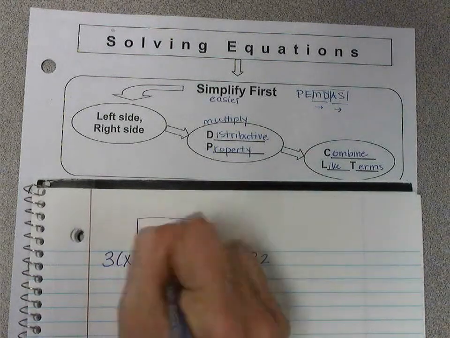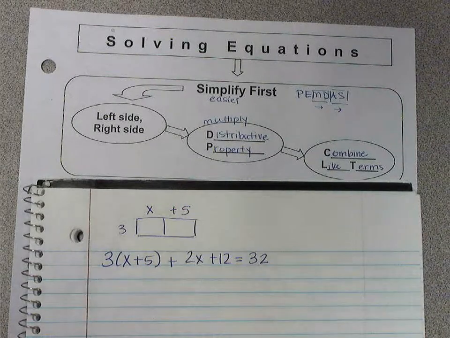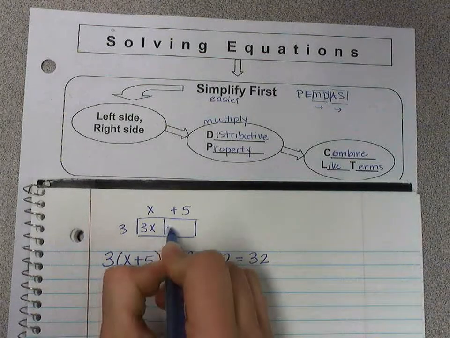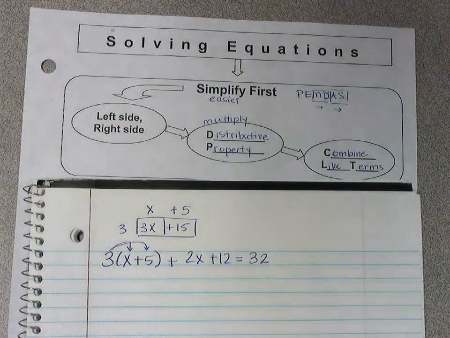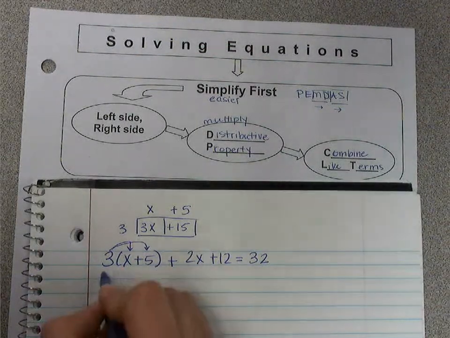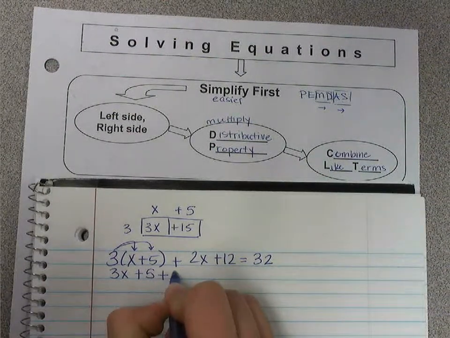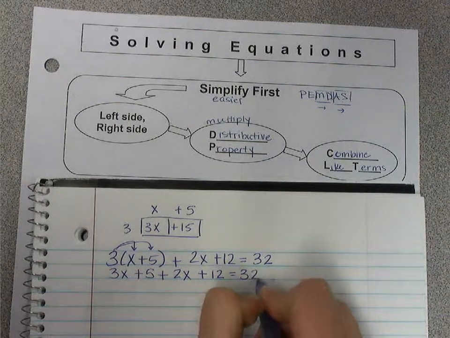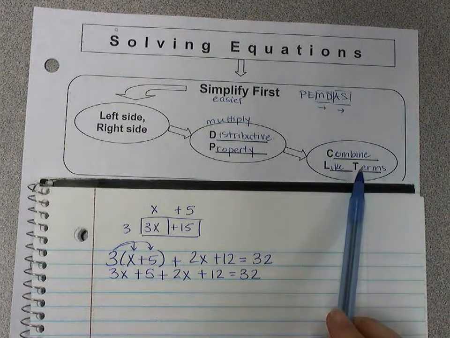We could use our rectangle. Put 3 here, x plus 5. Then we'd have 3x, 3 times 5, plus 15. Or many of you are just starting to use your arrows and knowing you have to distribute to each term. So 3x plus 15. Then we can rewrite all of this so we don't forget any of it. Plus 2x plus 12 equals 32. So we finished all of our distributing, so we can move on to adding or subtracting, combining our like terms.